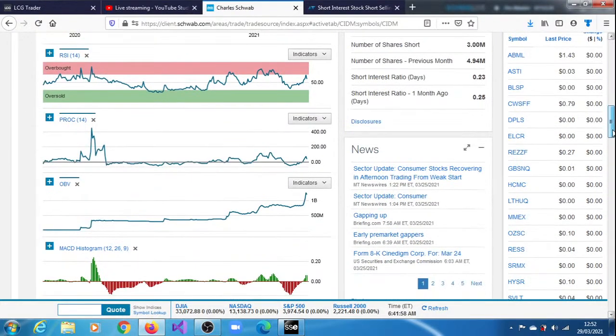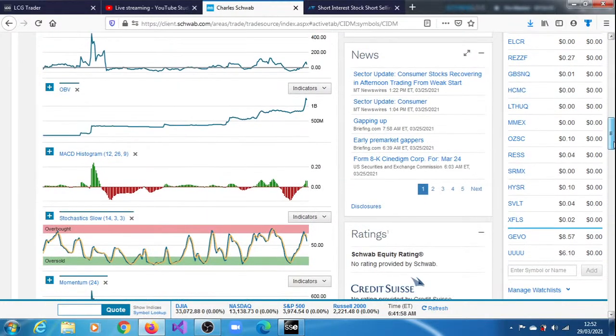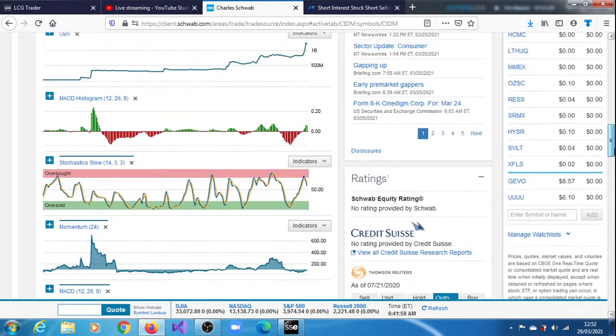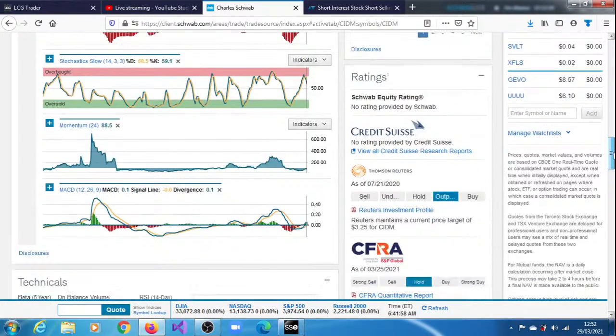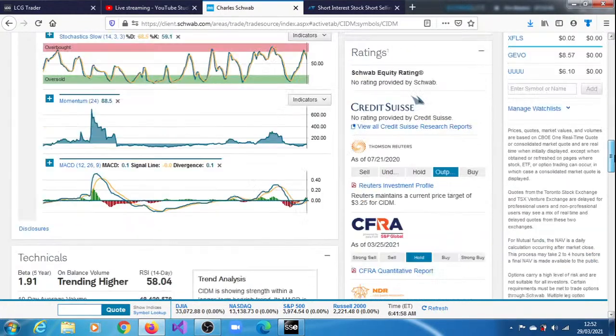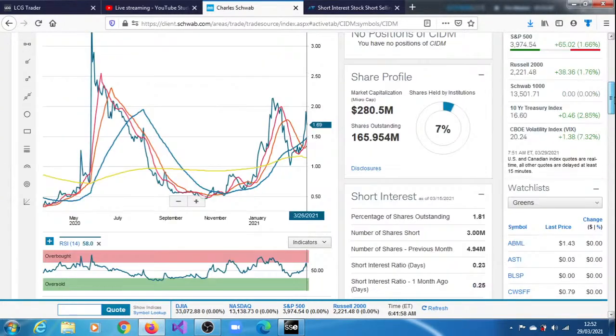We can see there isn't any fresh news. The last piece of news came out on the 25th, which was a Thursday. We can also see that the unbalanced volume indicator looks quite bullish. The 14-period slow stochastic oscillator seems to be waning as well. And we can see CIDM is showing strength within a longer term bearish trend. What is it saying? Showing strength within a longer term bearish trend.